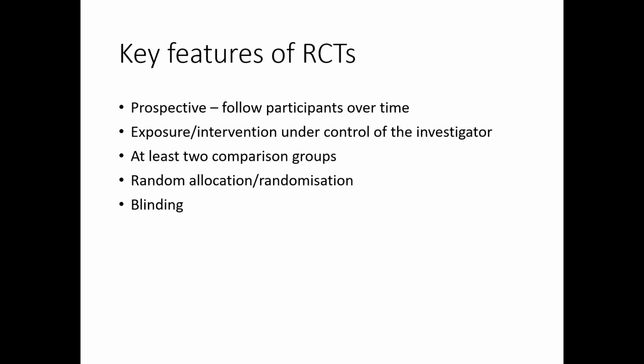The allocation should really be random. If it's not random, you really open yourself to a lot of problems. And wherever possible, you should blind. You can have single blind, double blind, triple blind. We'll talk about this. It's not always possible, but if you randomize and you blind, you basically almost eliminate confounding and bias to a very large extent. So if you can do it, it's highly recommended.